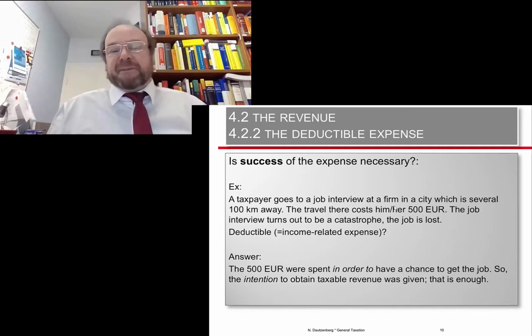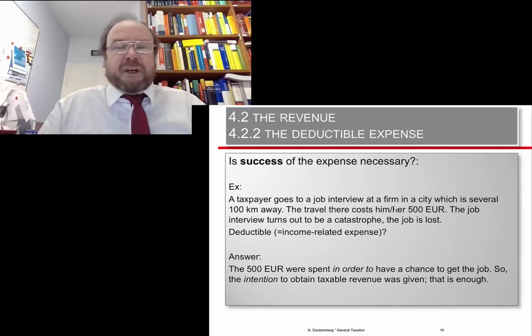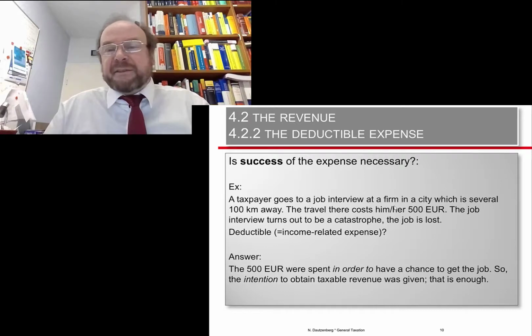For example, a taxpayer goes to a job interview at a firm in a city far away, has to travel to and back, cost of €500, and now the job interview was a sheer catastrophe and the job is not obtained. Is that expense deductible? And the answer is a clear yes.